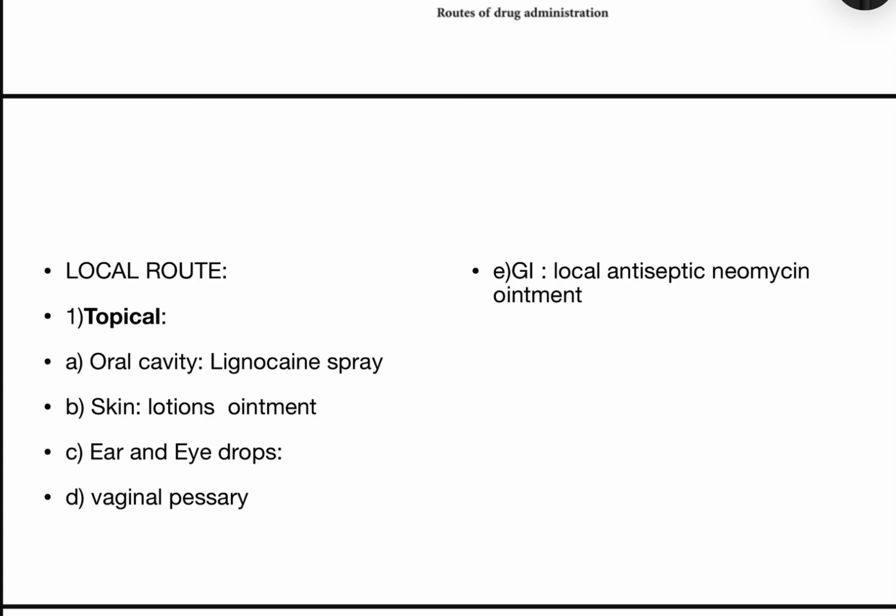And then vaginal pessaries, and in GI cases, local antiseptic neomycin, particularly in ulcerative colitis patients, is again a local form. This is also one of the topical routes of drug administration.